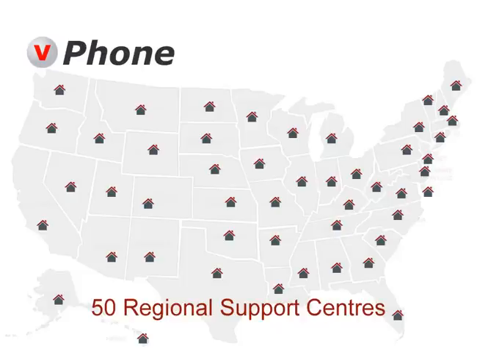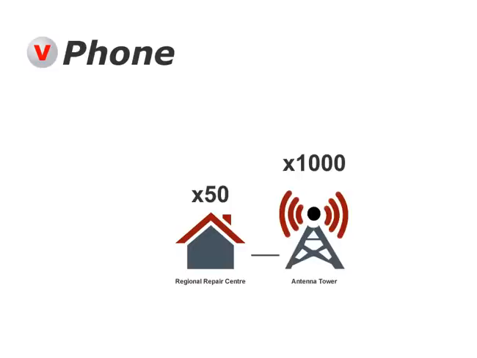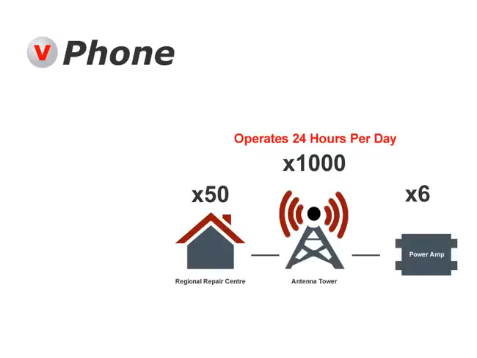VPhone have divided their support system into 50 regional support centres, one in each state across the United States of America. Now, for simplicity, we're going to assume that each support centre supports 1,000 antenna towers. In real life, they would support varying numbers, but this will make the mathematics much easier. Each antenna tower operates 24 hours a day and is equipped with 6 power amplifiers.